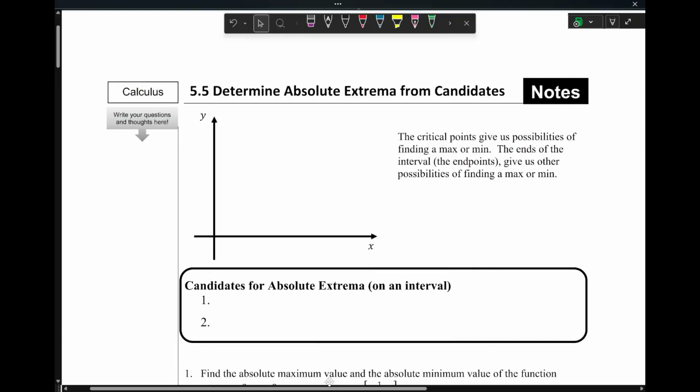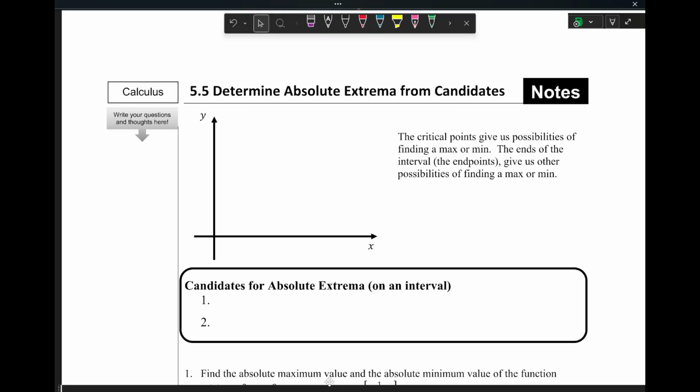Okay, so in 41, basically there's this idea of critical numbers that came up, which you need to know what they are, why they're important, and how to find them. Critical numbers are when the first derivative is 0 or undefined. They are the only places you might have relative extrema, and that's kind of the important parts of that.